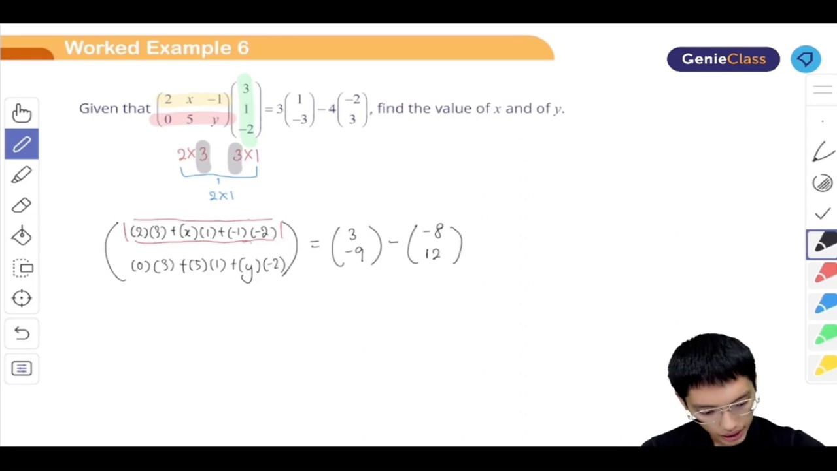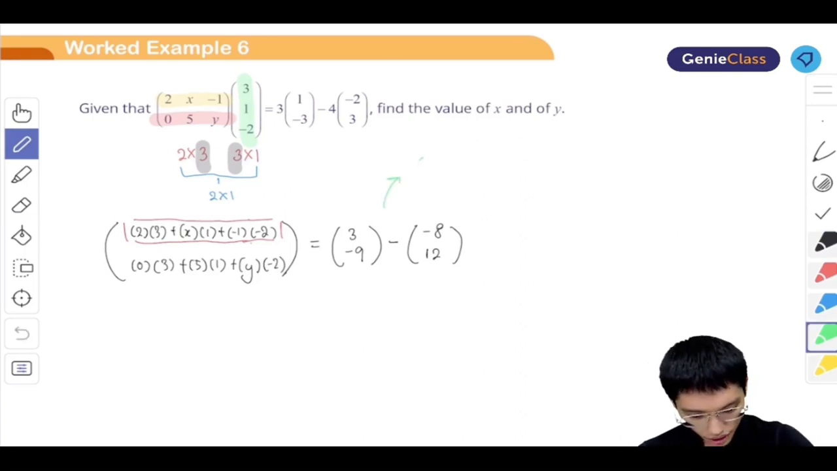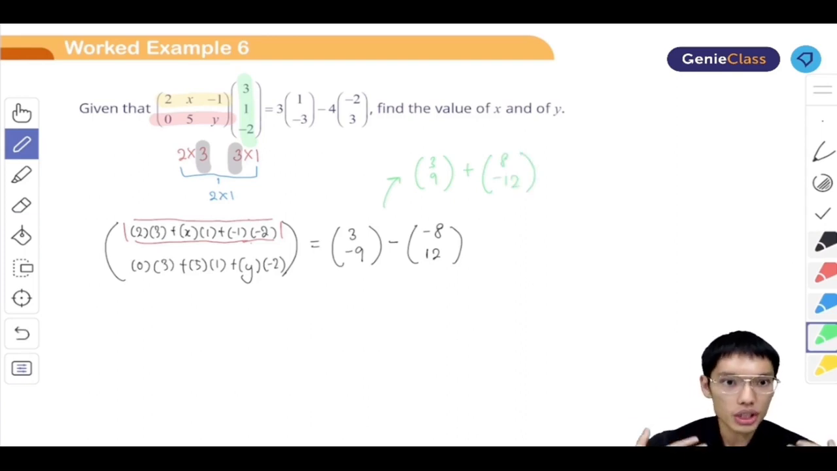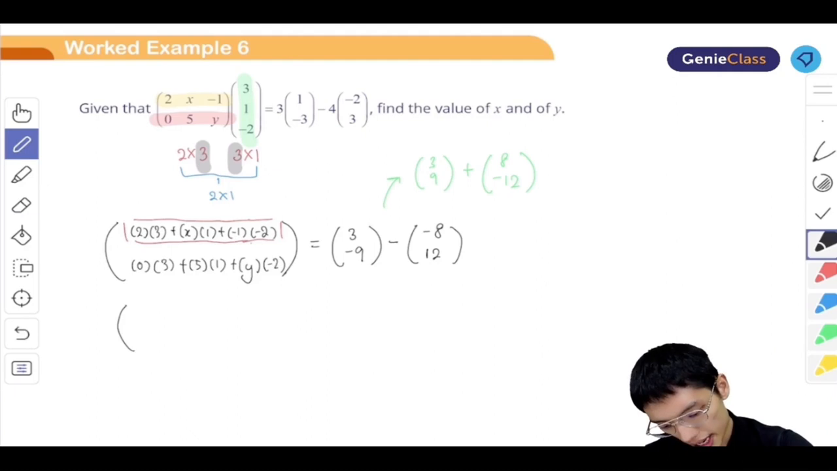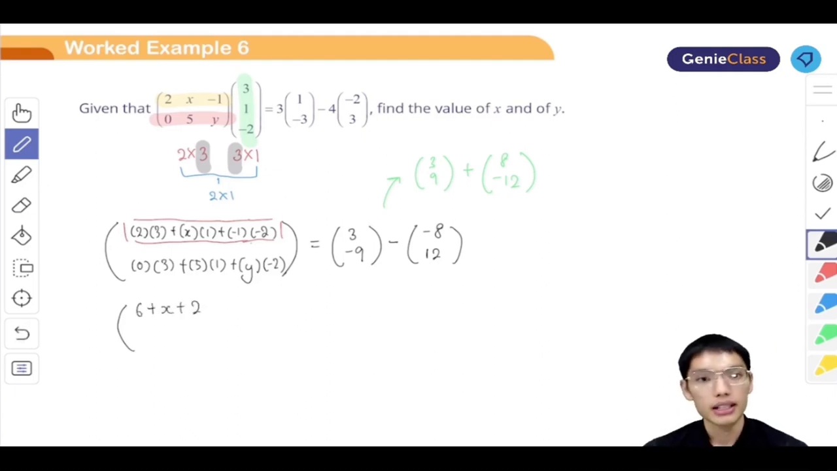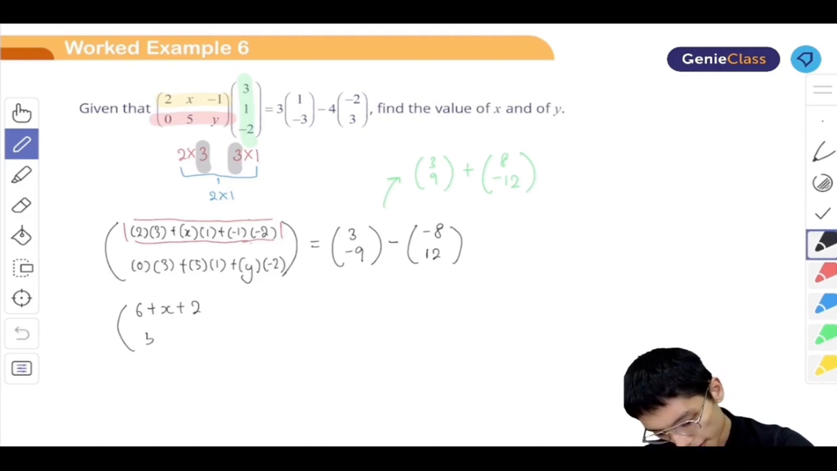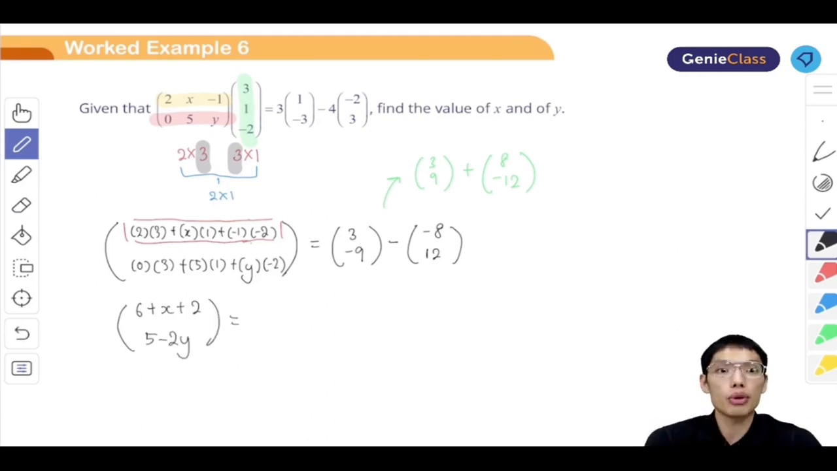It's either you write this, or you can write as 3, 9 plus 8 and minus 2. Essentially, you are going to get back the same working. So don't worry about it. Now, from here, we evaluate the entries. Left-hand side is going to be 6 plus x plus 2 equals to 5 minus 2y. This is equals to, again, evaluate further.